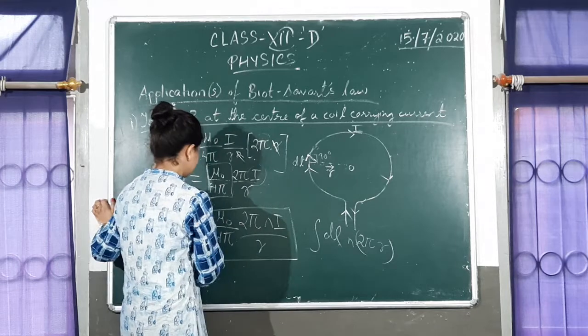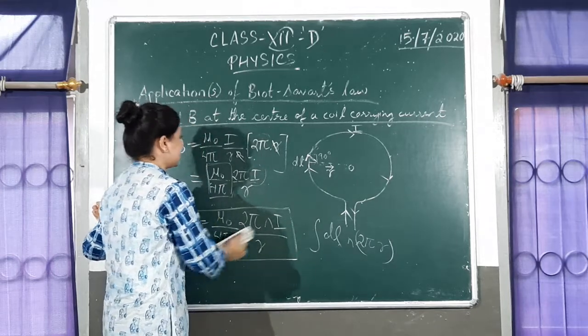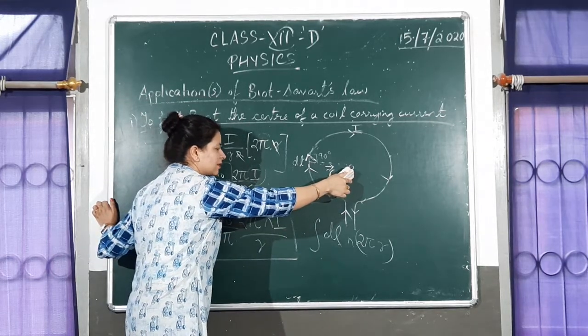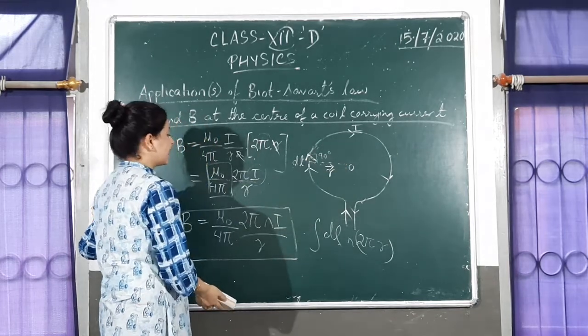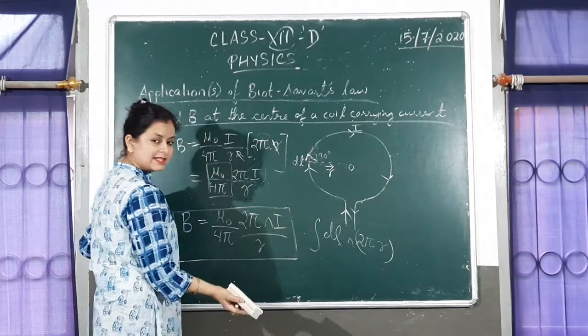So this is the total magnetic field intensity at the point O, that is the center of a circular loop which has n number of turns in it. I hope it is clear.